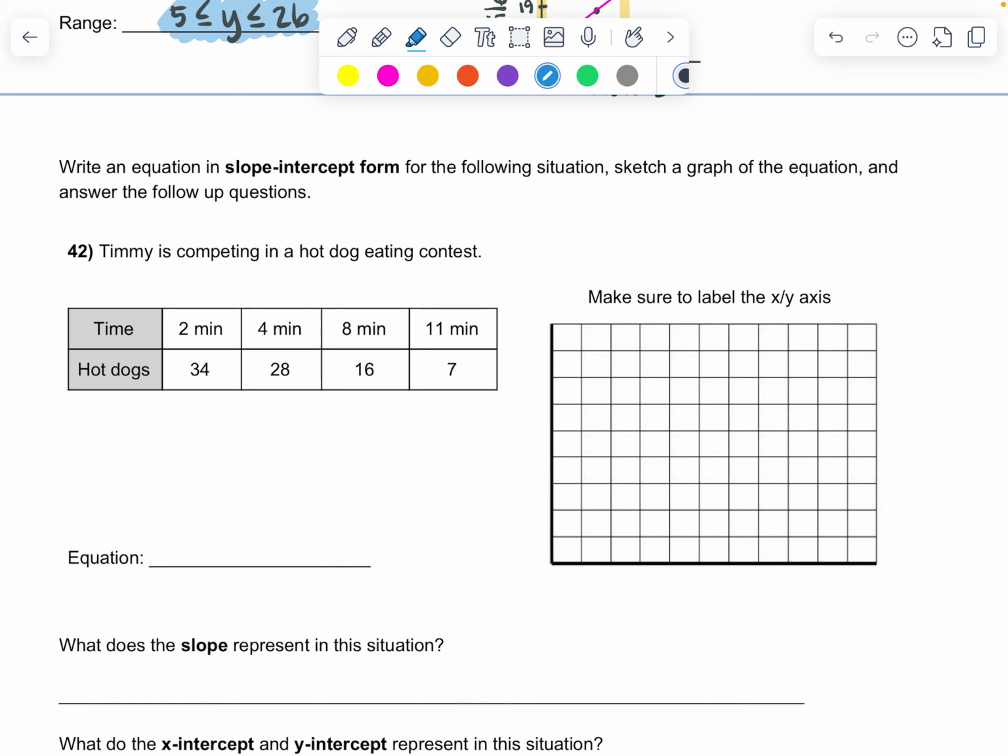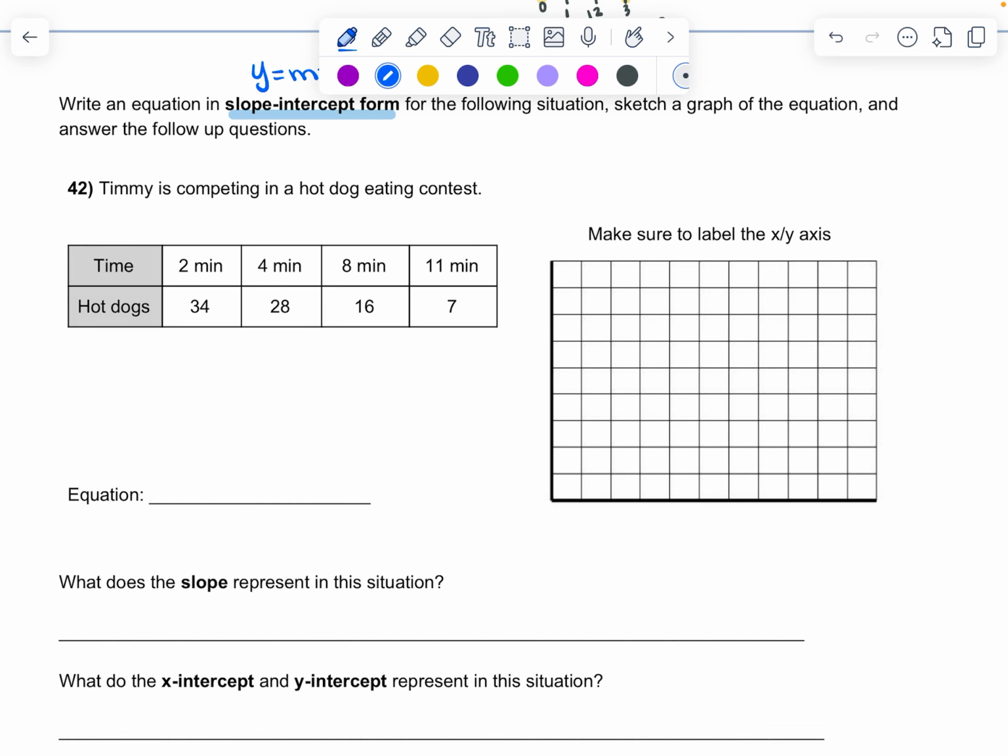Is this our last page? No, it is not. All right. Number 42, Timmy is competing in a hot dog eating contest. Write the equation in slope-intercept form. Okay, so again, remind yourself, right? Anytime it tells me what form to use, I'm always going to write the formula. All right, sketch a graph, and so on.